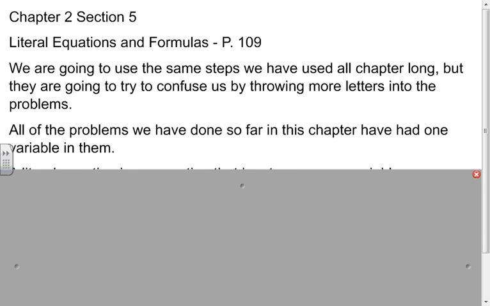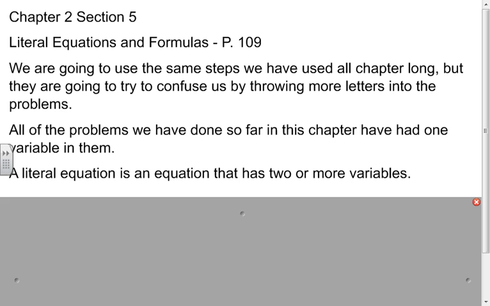In this section, we're going to use literal equations. A literal equation is an equation that has two or more variables in it. So far, we've tried to find the one variable, and we've tried to isolate it. We're doing the same thing in this section. Only one variable is the one we're going to focus on, and that's what we're going to try to isolate.